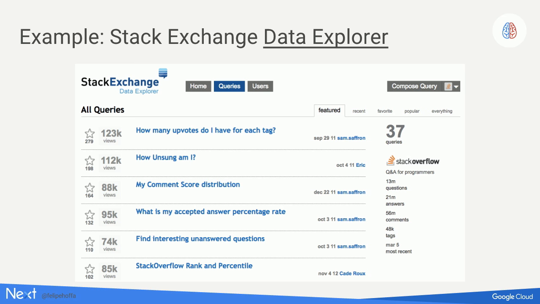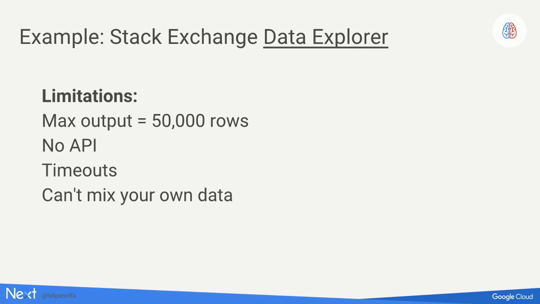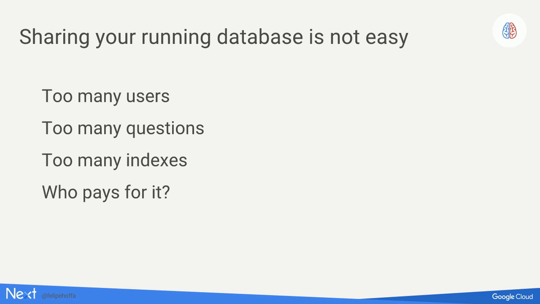But it has some limitations, because at the end of the day, we're using their server, which has limitations, so they have to impose those limitations on us too. There's a maximum number of rows you can output. They don't have an API. They don't allow robots in. Queries sometimes time out. And you cannot mix your own data. It's their server, and you don't want to upload data to their server. So in cases like this, we can really help. We can go past these limitations.